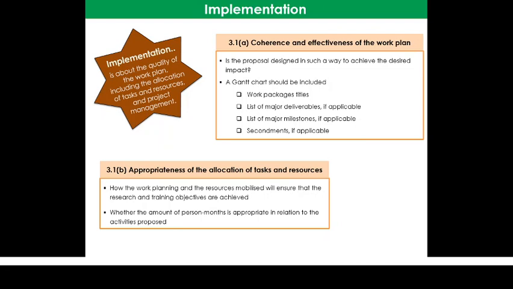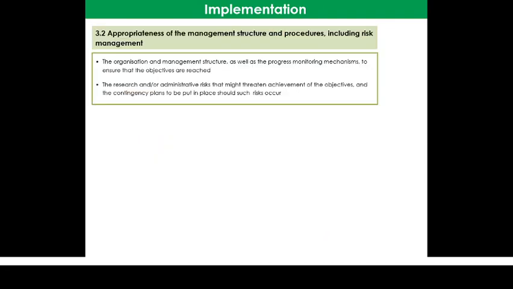Now moving on to the next section, 3.2, which is about the appropriateness of the management structure and procedures, including risk management. Here you need to describe the organization and management structure as well as the progress monitoring mechanisms in place to ensure that the objectives are reached. Also explain the contingency plan if any risk occurs, to achieve the research and training objectives.